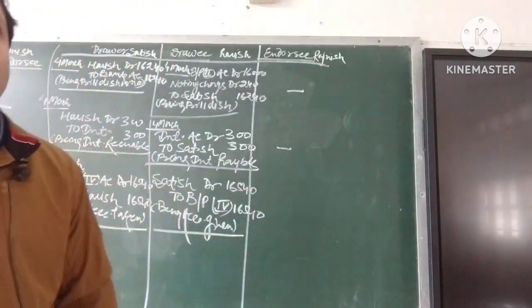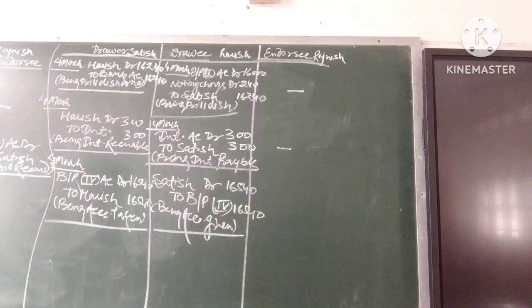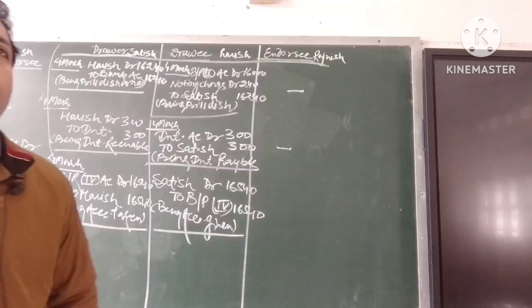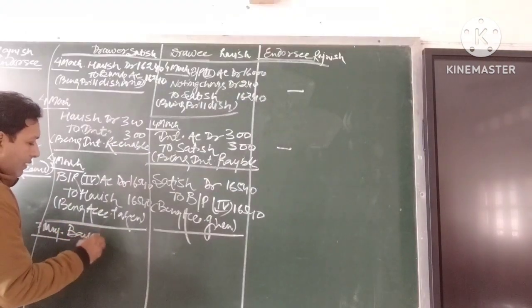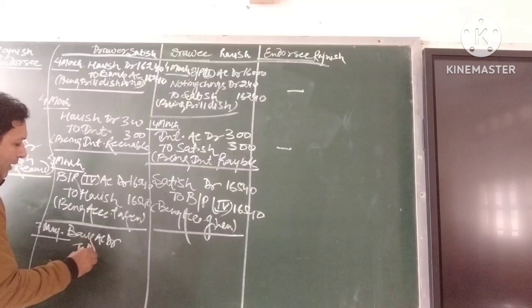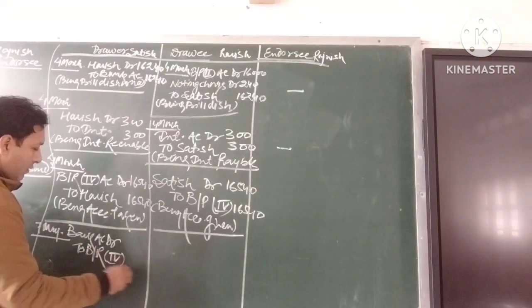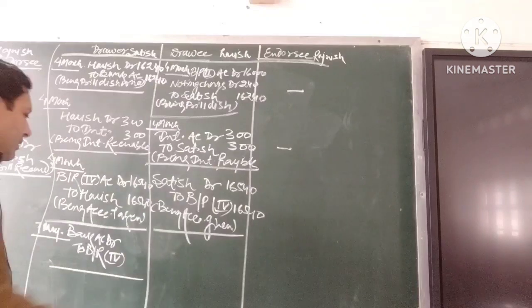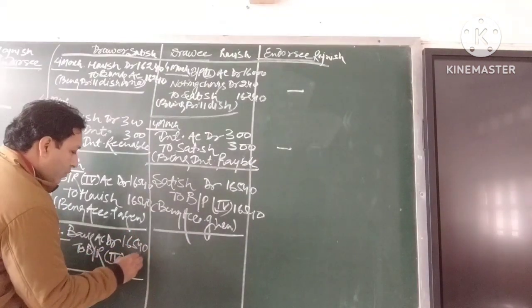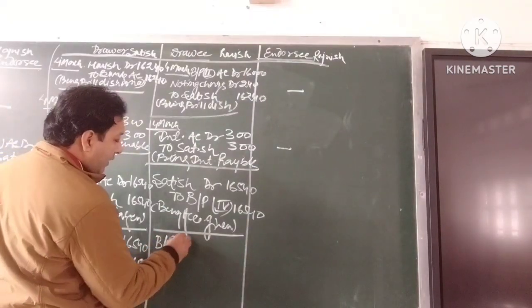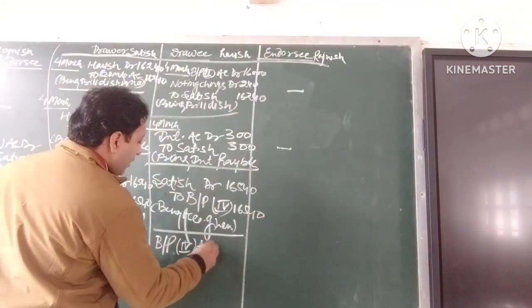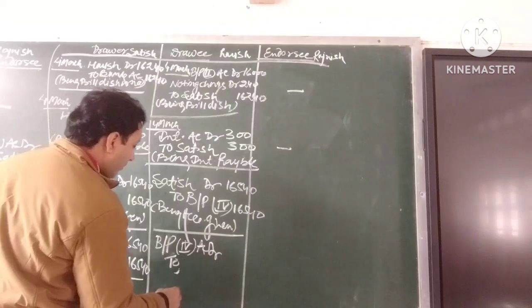Is it clear? So I think 4th April to 4th May, 5, 6, 7, 7th May. So you have to write the maturity of the fourth number bill: bank account debit to BR4. How much will it be? 16,540 rupees. He will write bill number four account debit. To what? To bank.